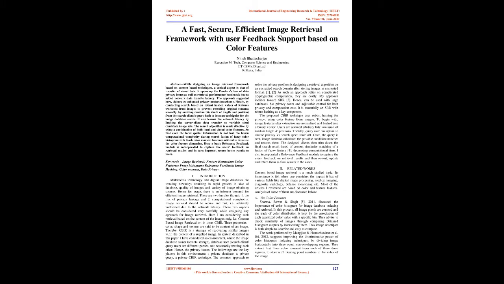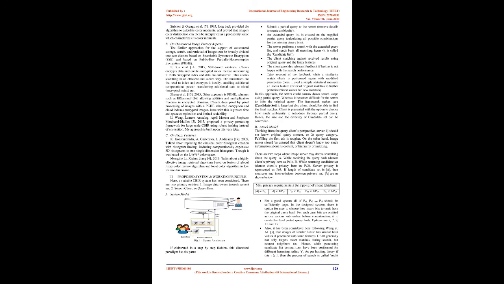As such approaches rely on complicated cryptographic computation, they are costly. My approach inclines toward SRR3. Hence, it can be used with large databases, has privacy cover and adjustable control for both privacy and computation cost. It is essentially an SRR with robust hashing as a key component. The proposed CBIR technique uses robust hashing for privacy, using color feature from images.